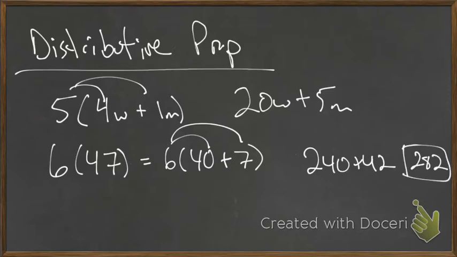So I don't actually break it up like that. That's not exactly what I see in my head. I just see a 40 and a 7. But that's the idea. That's the distributive property to show how to do some mental math.